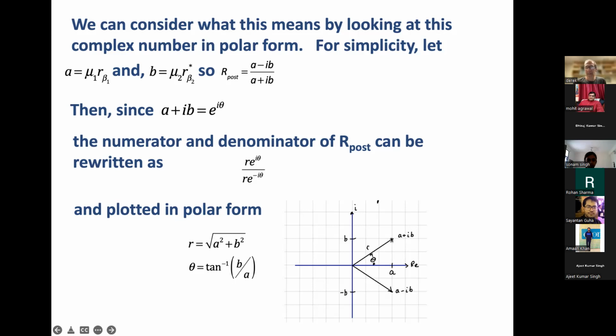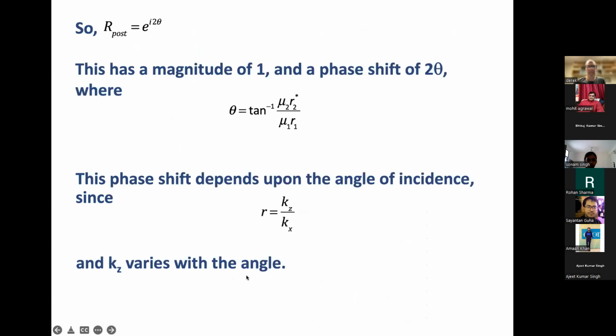So here we have in this plot the location of the numerator a plus ib and the denominator a minus ib. And we can calculate, just using simple trigonometry, the length of this vector r, and that's equal to the square root of a squared plus b squared. And the angle with respect to the real axis is going to be the arctangent of b over a.